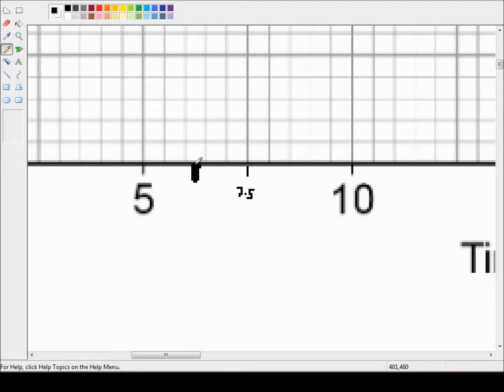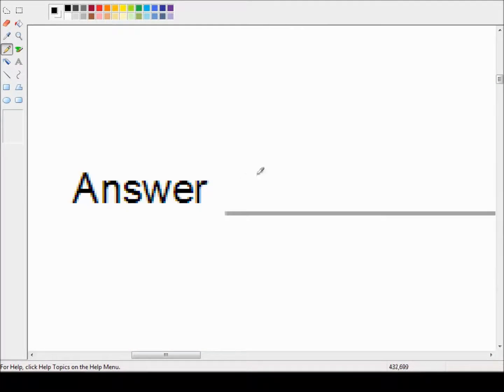Okay, and this is halfway between 5 and 7.5. The distance between 5 and 7.5 is 2.5, and half of 2.5 is 1.25. 5 plus 1.25 is 6.25. And again, 7.5 minus 1.25 is 6.25. So the answer is 6.25 seconds.